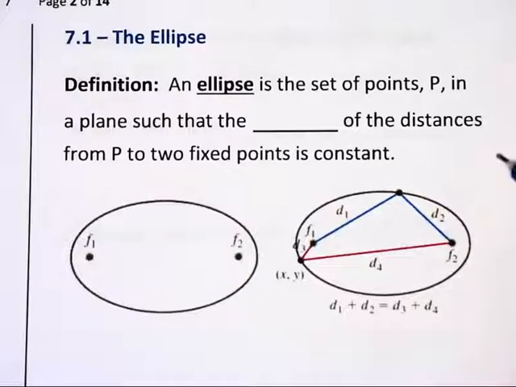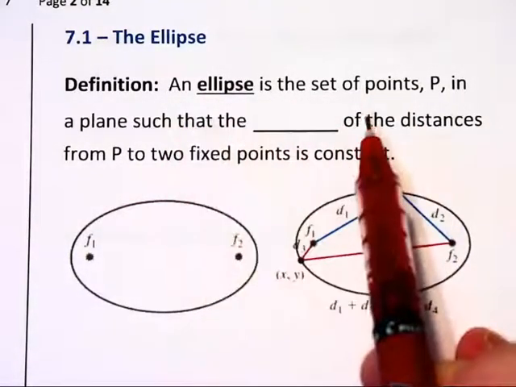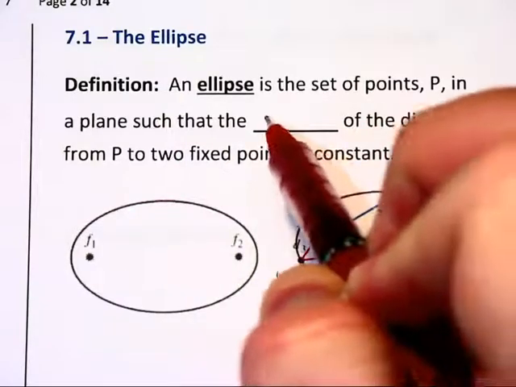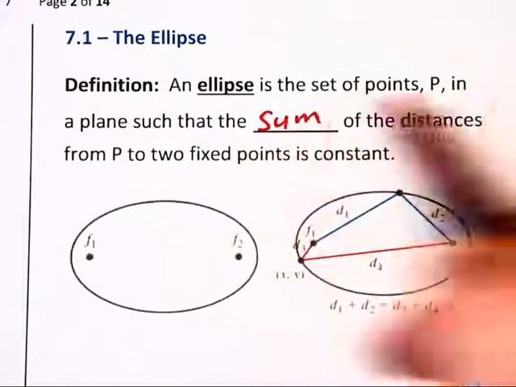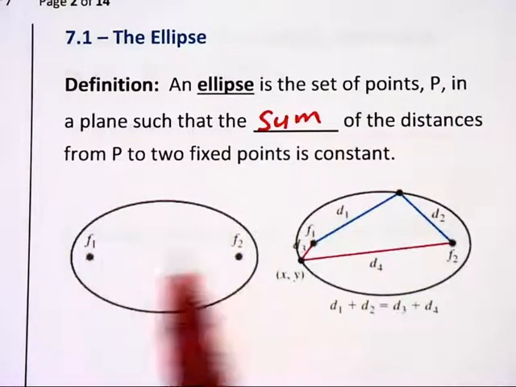Now let's take a look at the ellipse. It has its own definition, very similar to that of the circle. Instead of saying a circle is the set of points, we say an ellipse is the set of points in a plane such that the sum, S-U-M, of the distances between P and two fixed focal points is constant. These 2 points are going to be called focal points.